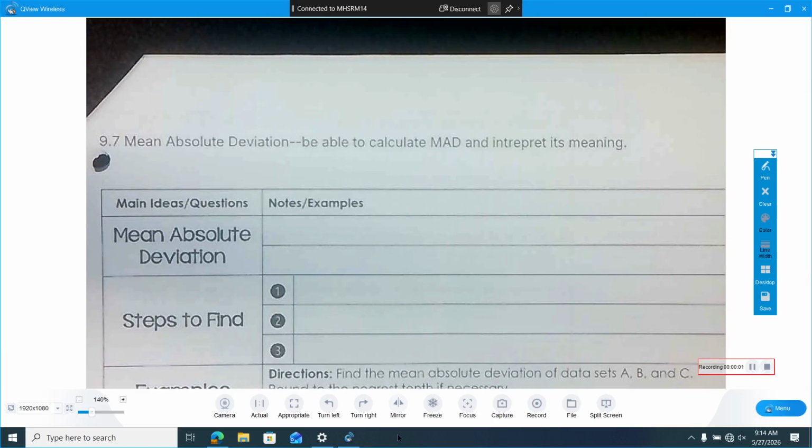So today we are, yesterday we did mean, median, and mode. So you've done mean, median, and mode for a long time.